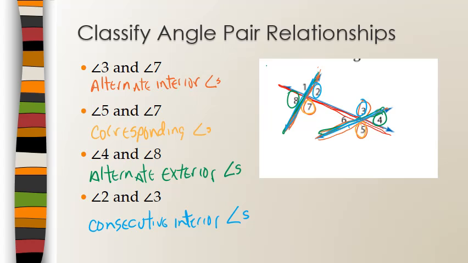Our alternate interior angles are 3 and 7, and 2 and 6. Our alternate exterior are 4 and 8 that we've already described, but 1 and 5 is also alternate. Those are also alternate exterior angles. And our corresponding angles are 5 and 7, and 2 and 4, and 8 and 6, and 1 and 3.